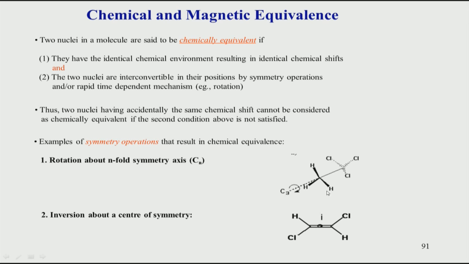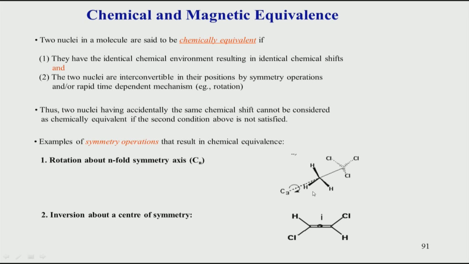Not only that, they are in the same chemical environment because they are all equidistant. When they rotate, they have roughly the same average positions with respect to these three chlorine atoms. Because of that, these three hydrogen atoms are chemically equivalent, meaning they have the same chemical shift, the same chemical environment, and they are interconvertible with respect to each other.